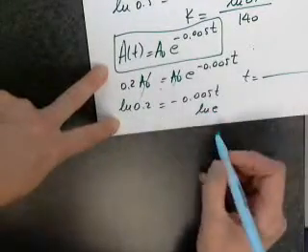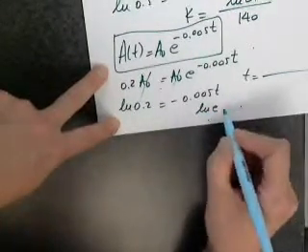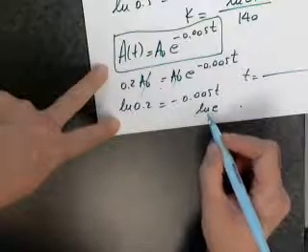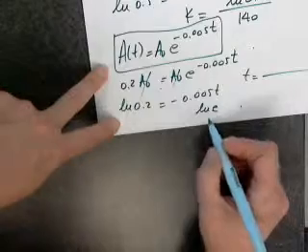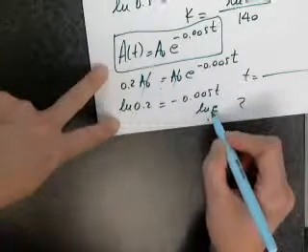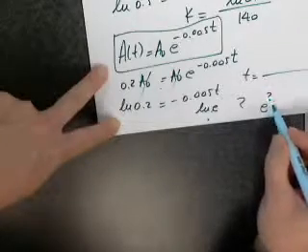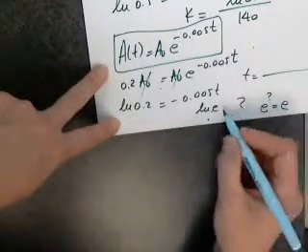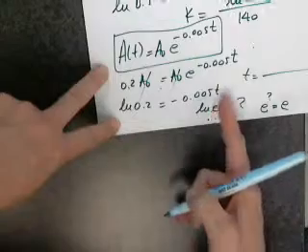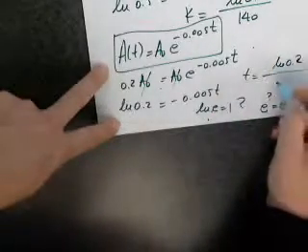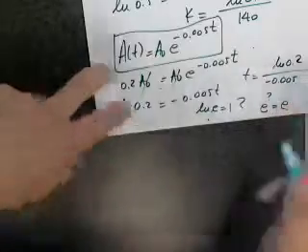But natural log e is e raised to which power is e? The base is e, right? For ln, the base is e. E raised to which power is e? 1. That's why I don't write it here anymore. So this is natural log 0.2 over negative 0.005.